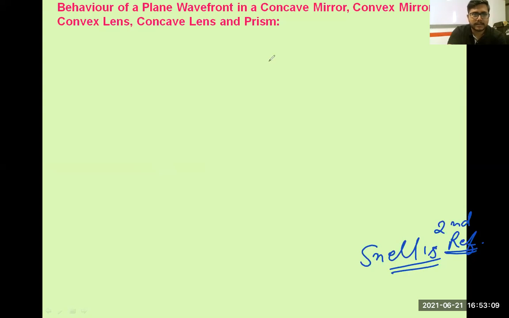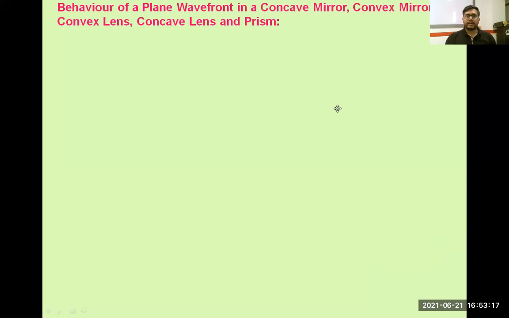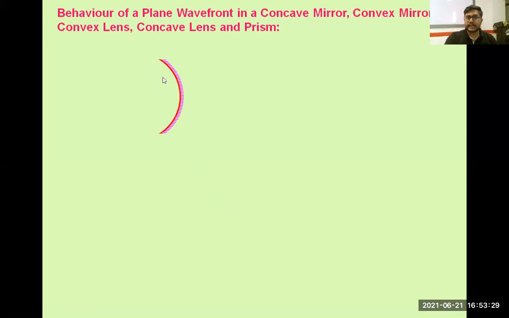So next, let me erase this. The next thing we will discuss is the behavior of wavefront in concave mirror, convex mirror, concave lens, and convex lens as well as prism. You can see this is which kind of mirror, guys? Can you text me in the chat box? Yeah, exactly. This is a concave mirror.